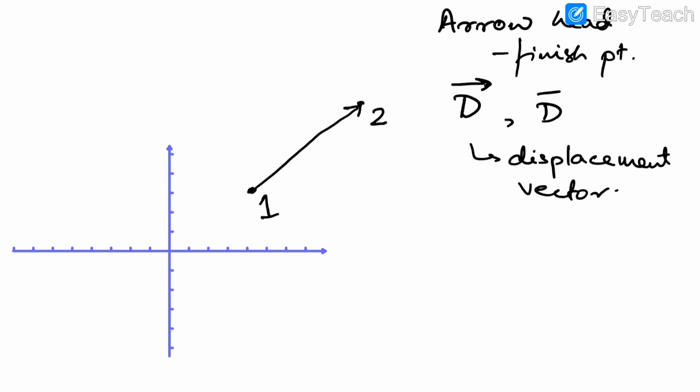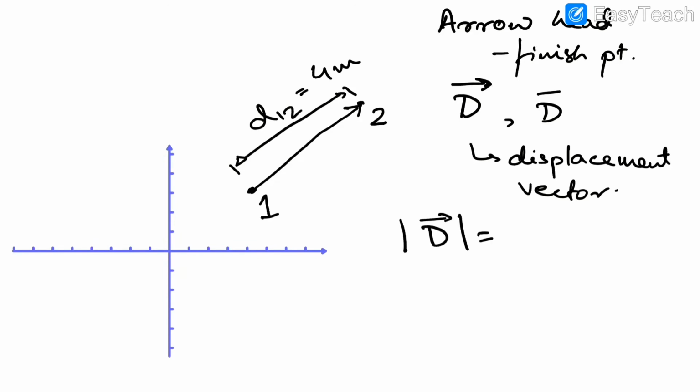From point 1 to point 2, what is the displacement? What is the length of it? I told you, d12. Suppose it is 4 meters. So the magnitude of the displacement vector is d12, 4 meters. This means magnitude, and its angle also has to be specified.